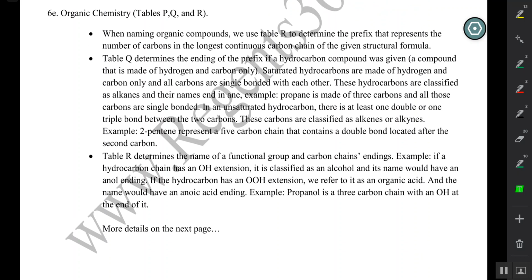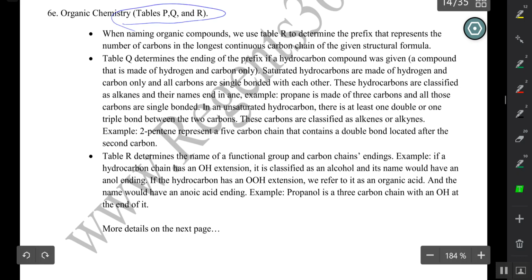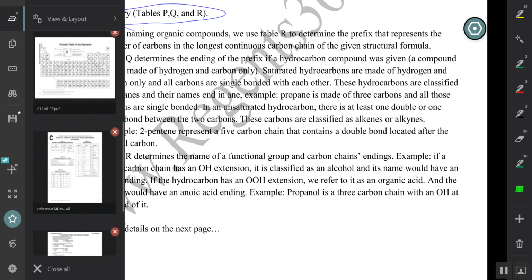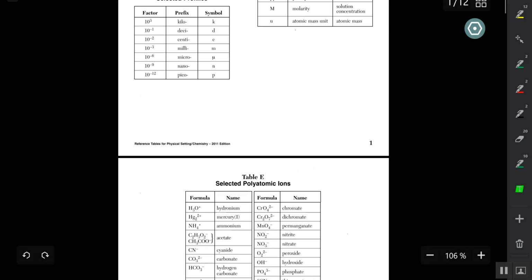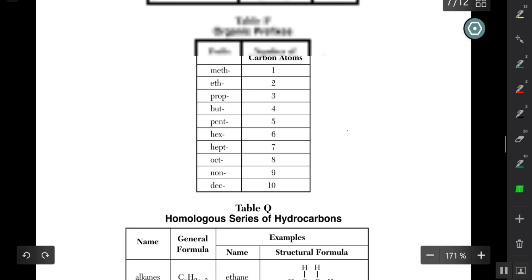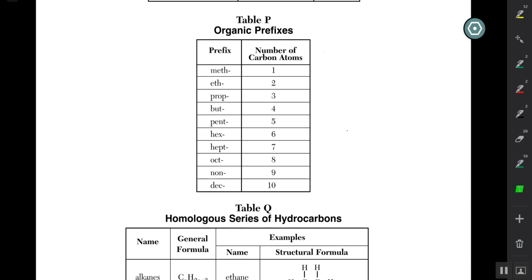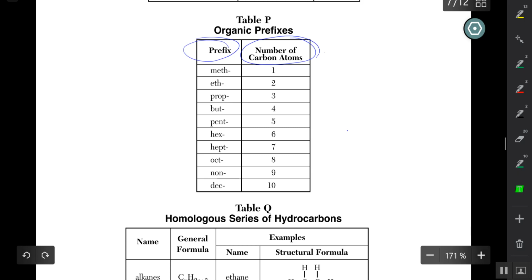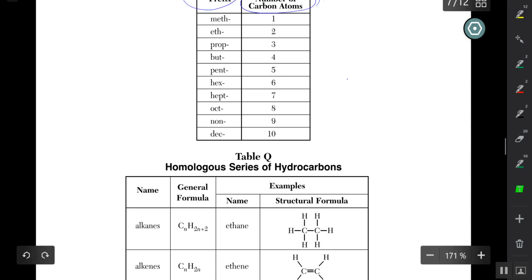organic compounds. So let's keep in mind that when it comes to organic chemistry, you always want to look at tables P, Q, and R, just so we can be familiar with them. Here's table P. It tells us the prefix that we shall use for the number of carbons that we have. It's important to know that these prefixes are used for the number of carbons in the longest continuous chain in a compound. We'll talk more about that in a minute.